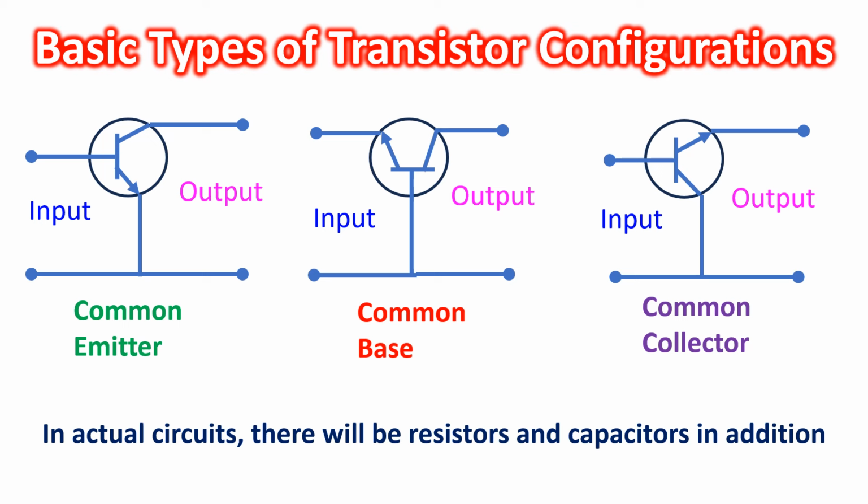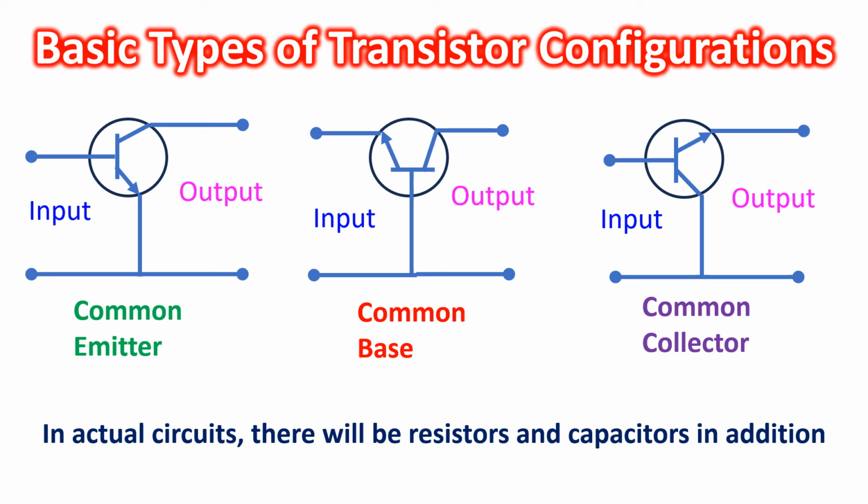While two leads each are needed for input and output of an amplifier circuit, the transistor has only three. So one lead has to be common between input and output. The transistor configurations are named after the lead which is common to both input and output in the given configuration.